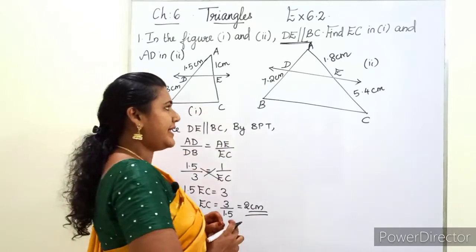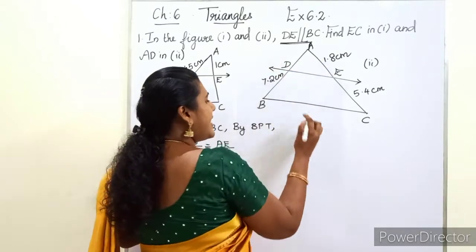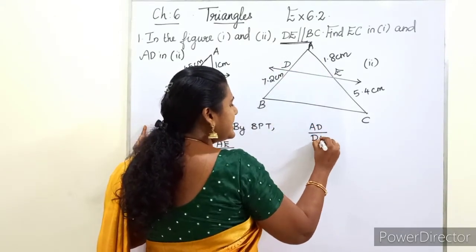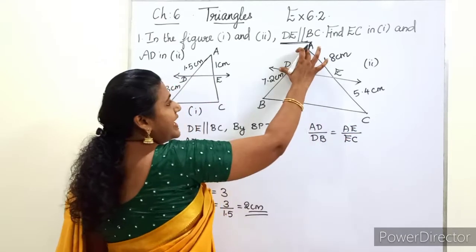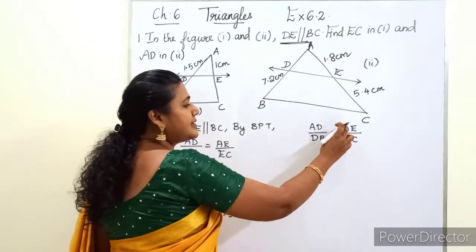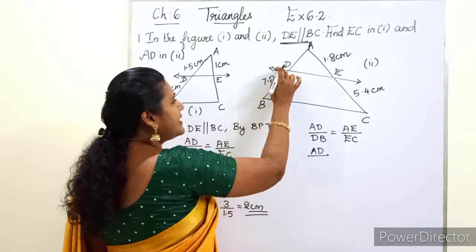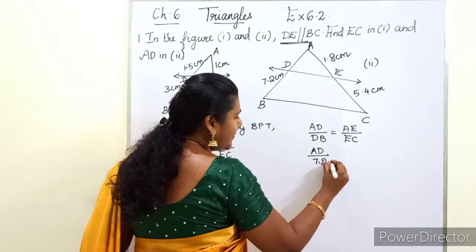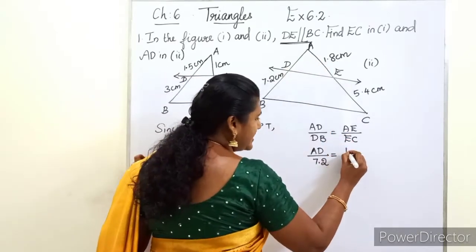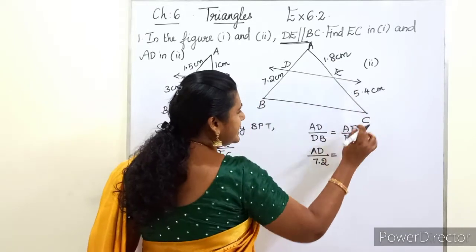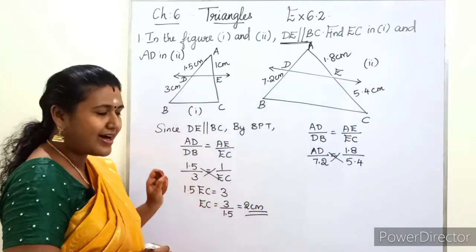Now we will see the second diagram. Here, by the basic proportionality theorem, we can write AD by DB is equal to AE by EC. Here AD is not given, all other three measurements are given. So we will write AD by, what is the value of DB? 7.2. So 7.2 is equal to AE by EC. What is AE given in the question? 1.8. So 1.8 by EC. EC is 5.4.